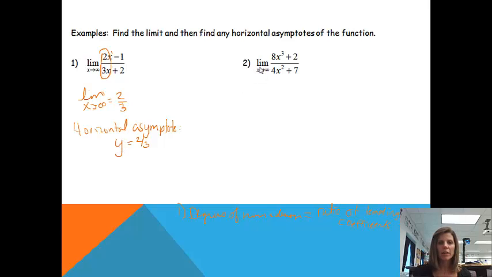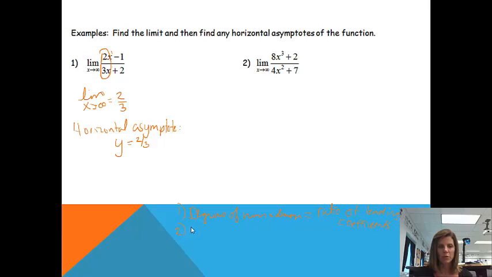This next one, we want to find the limit as x approaches infinity of (8x³ + 2)/(4x² + 2). You have to think about this a second. If I plug in numbers that are approaching infinity, bigger and bigger and bigger, x³ is going to grow faster than x². So the stuff on the top is going to be bigger than the numbers on the bottom, which is going to make this limit equal to infinity.